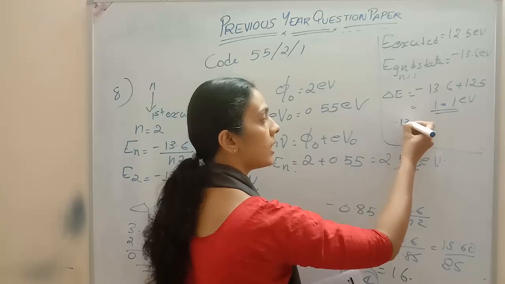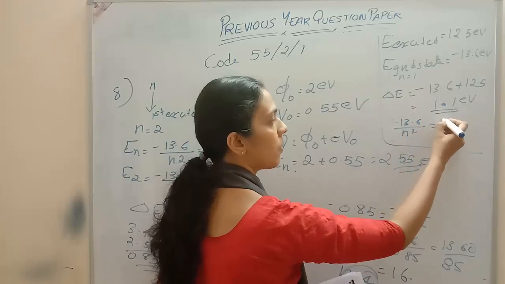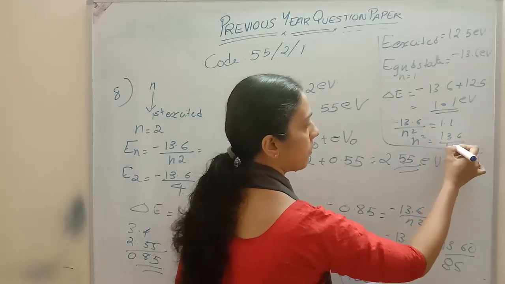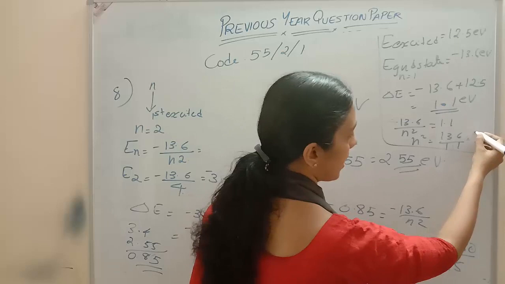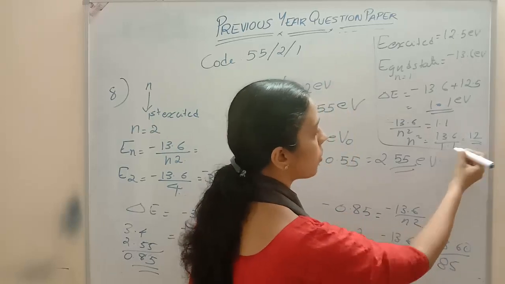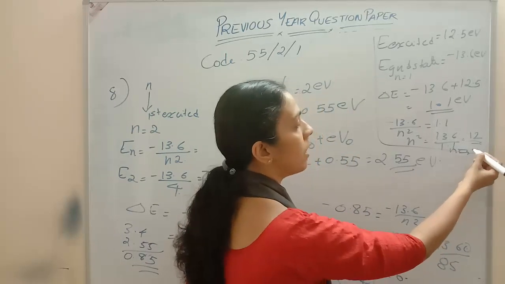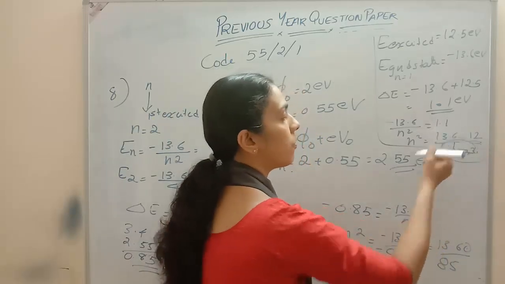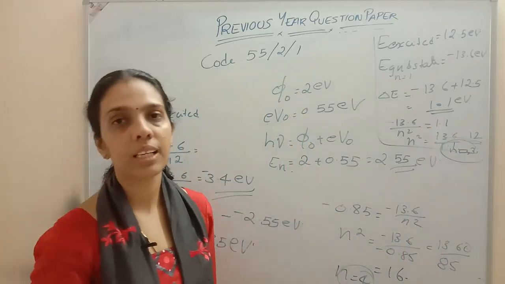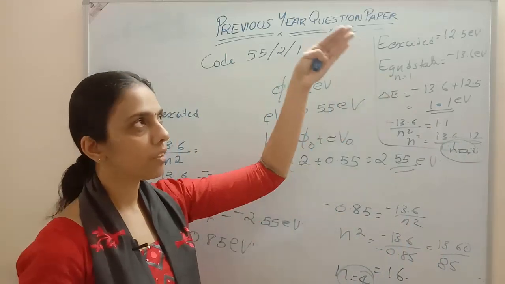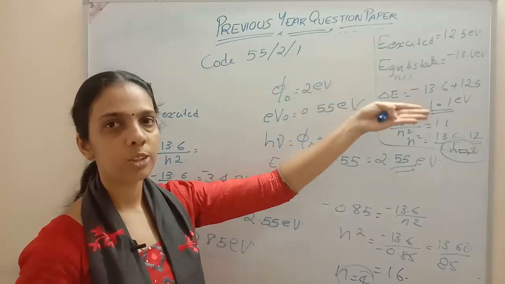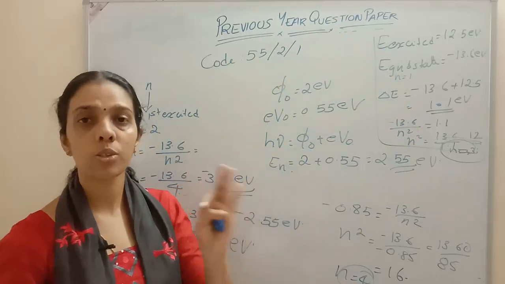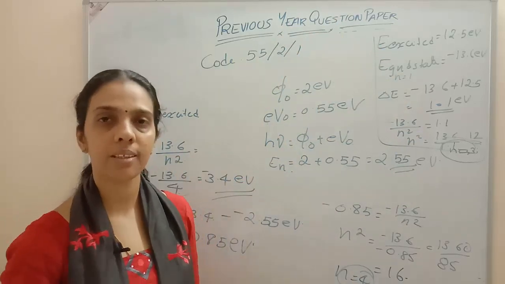So minus 13.6 by n square equals 1.1. So what will be n square here? 13.6 divided by 1.1, so here you will get maximum 12. So n will be nearly equal to 3 point something. Okay, so the maximum number of lines it can emit is 3 lines, n is equal to 3. So from third to second, third to first excited level, and second to the ground level. So the maximum number of lines is 3.